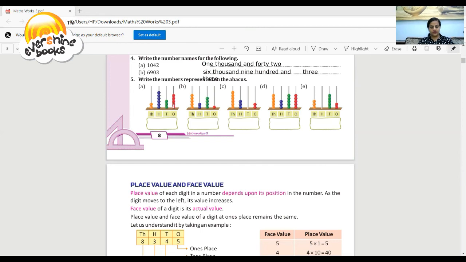Now write the numbers represented on the abacus. Abacus means what it is representing. How many balls, colorful balls, are there? 1, 2, 3, 4, 5. So we will write here 5. At the thousand place, that is 2. 2 balls of orange color. After that, 6 balls of blue color, that is of the 100 place. 3 balls are of green color, that is of the tens place. And 5 balls of red color, that is of the ones place. So the answer is 2,635.